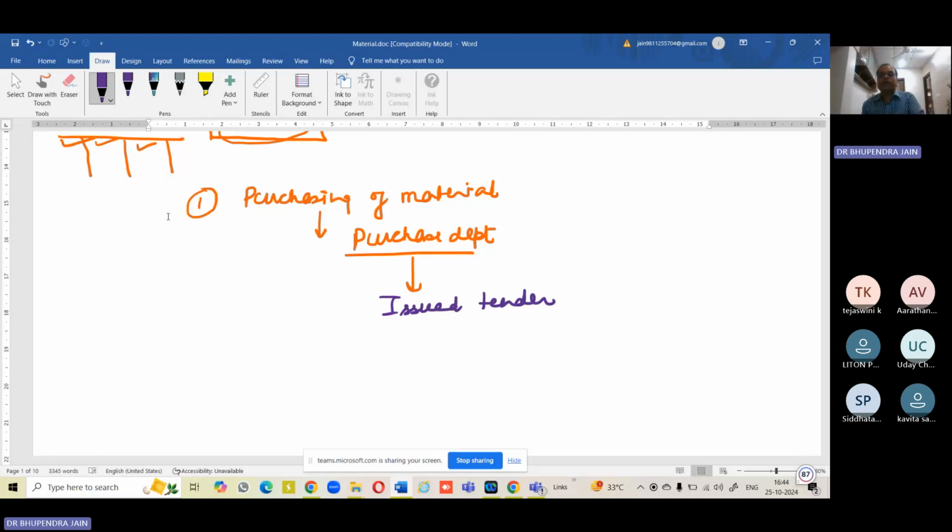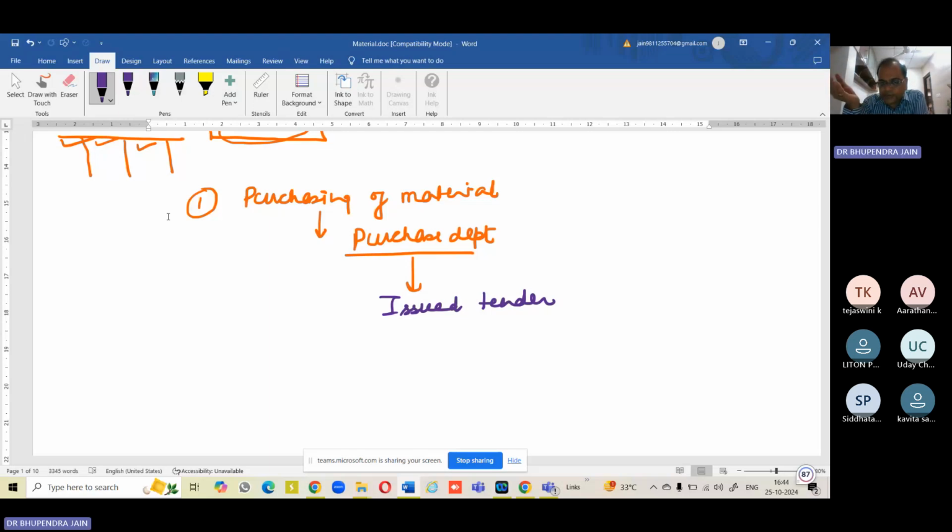What will the purchase department do, beta? Issue tender. Either on social media or any platform, or in a newspaper, the purchase department circulates an advertisement that we need this type of material in this quantity, and this is the condition for purchase. This is our condition to supply the goods.